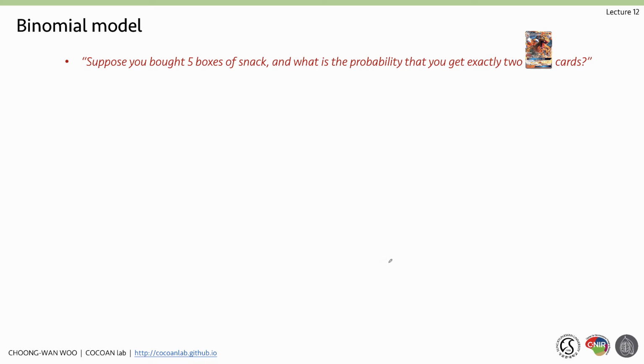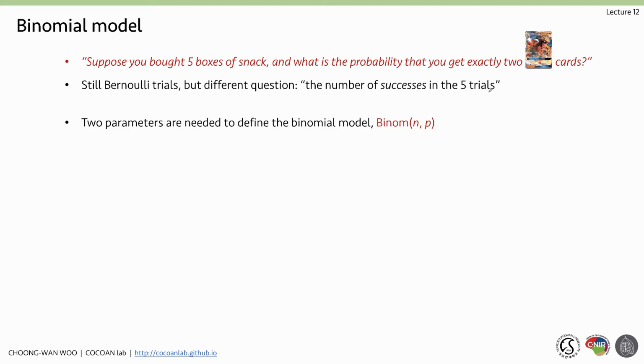The second model is the binomial model. So suppose you bought 5 boxes of snacks, and what is the probability that you get exactly 2 success cards from those 5 boxes? So still this uses Bernoulli trials, but a different question: the number of successes in 5 trials.